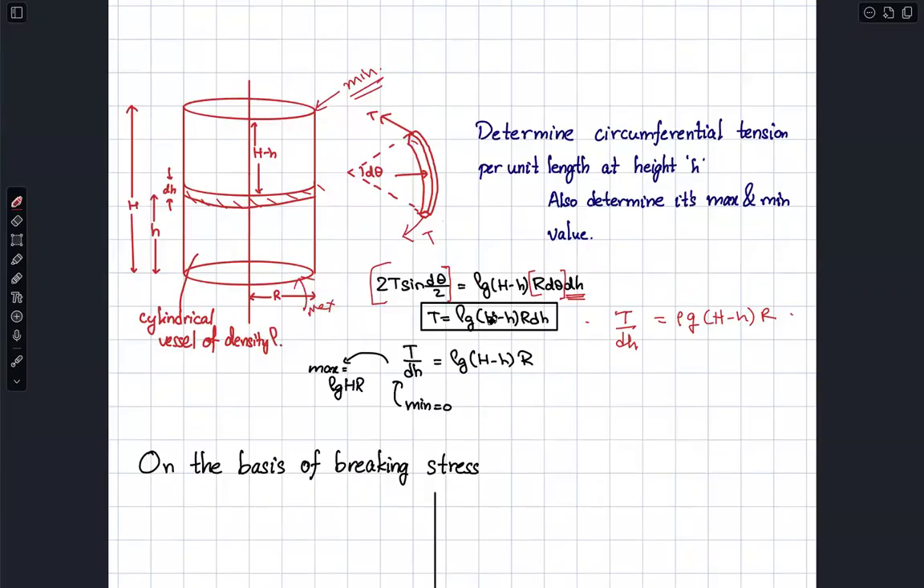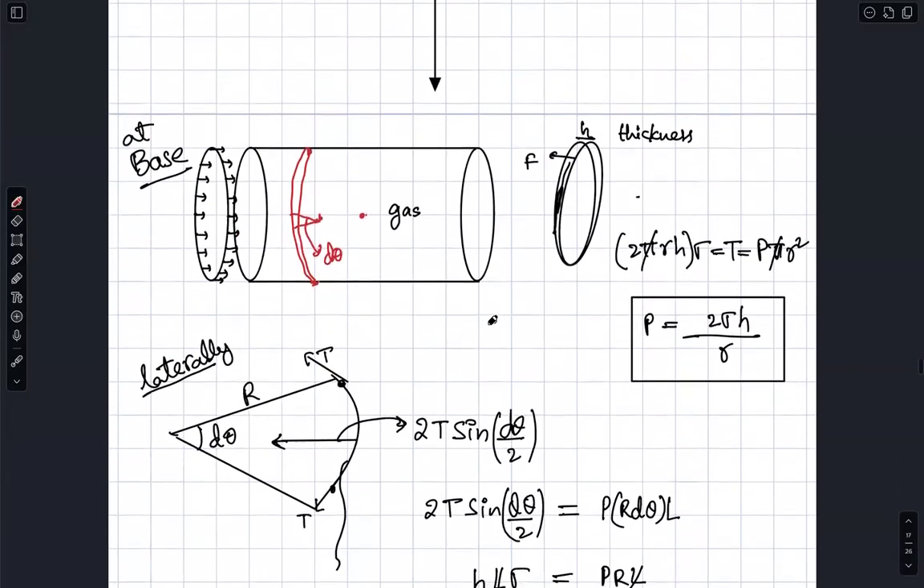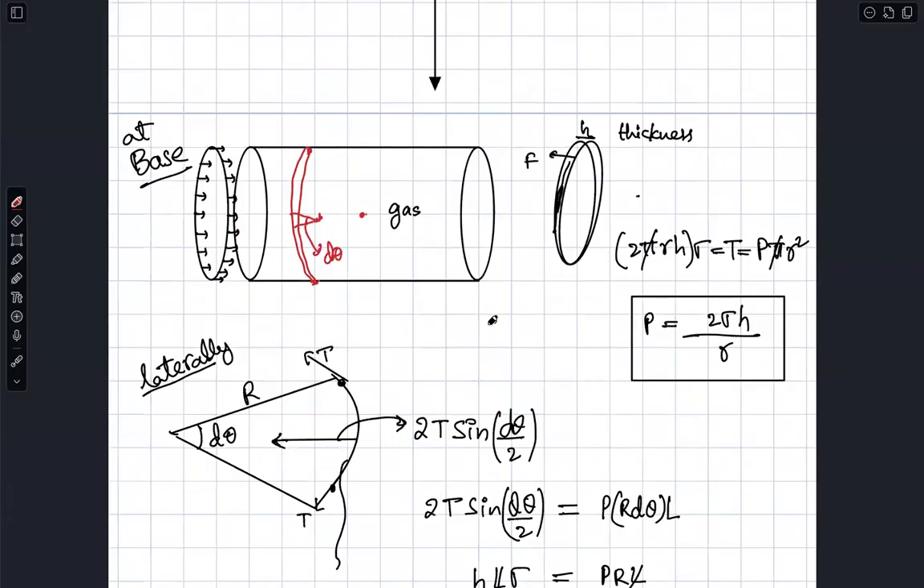Same it is with the liquid. Suppose if it is gas, you can see gas will exert pressure on all the walls, the curved part as well as the base part. Now let us see the curved part first. 1 minute.